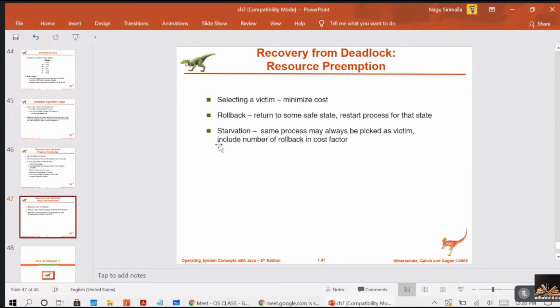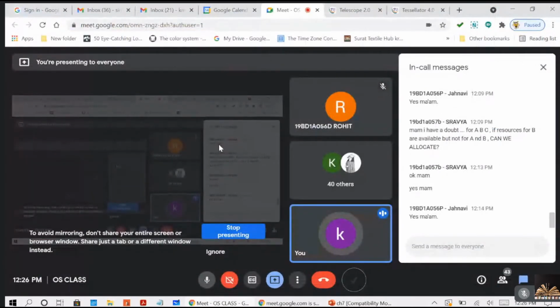In a system where victim selection is based on the cost factors, it may happen that the same process is always picked as the victim. As a result, the process never completes its task and leads to starvation. We must ensure that a process can be picked as a victim only a finite number of times. The solution is to include the number of rollbacks in the cost factor. So how many times we have rolled it back, how many times we have identified it as a victim, you should have some information. Based on that, you are supposed to preempt the resources from the process. So this is clear for you all, guys.